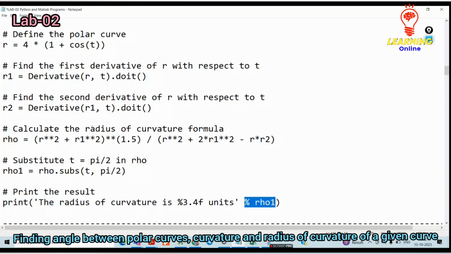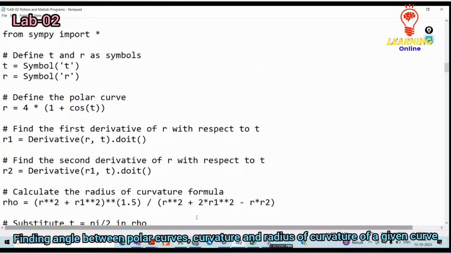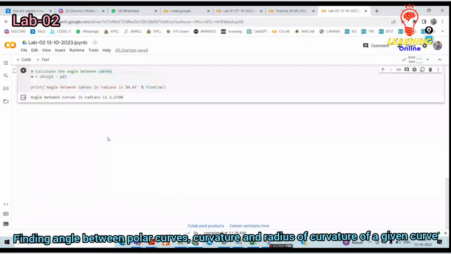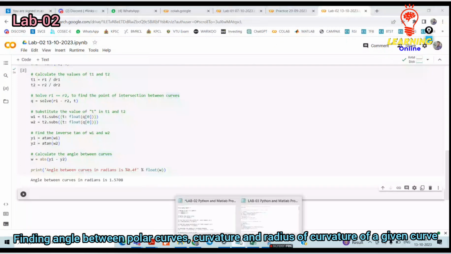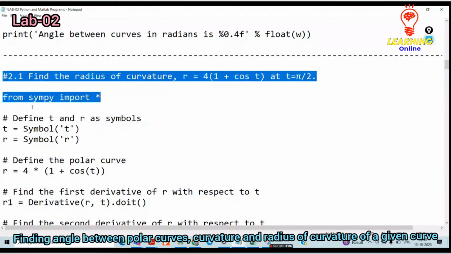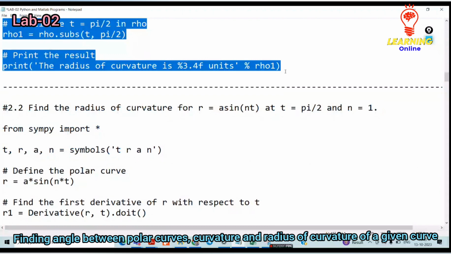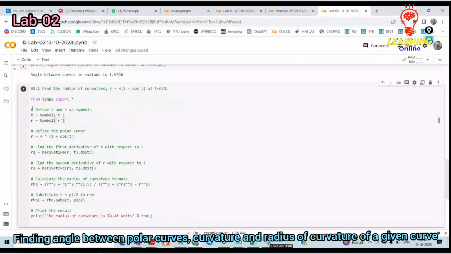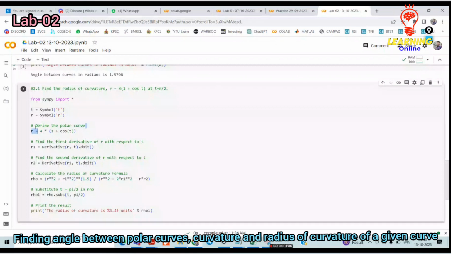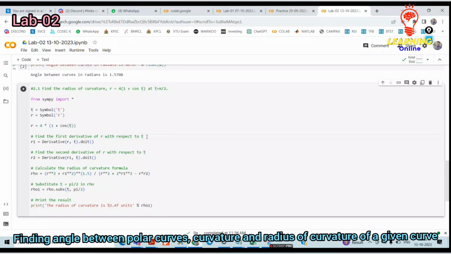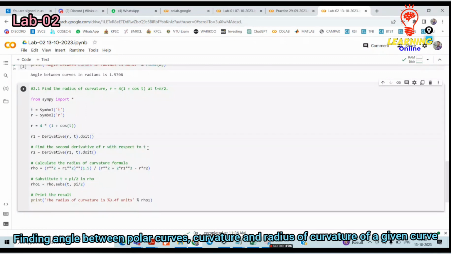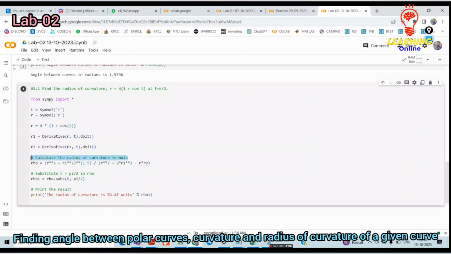Then what I will do? I will go to Google Chrome and add one more cell. In that cell, I need to type the code I discussed. There is no necessity to type the comments. Now I explain this. This is defining the value of T and R1. This is defining the polar curve as R. This is the first derivative. This is the second derivative of the first derivation you did. Then the calculation of the radius of the curvature.